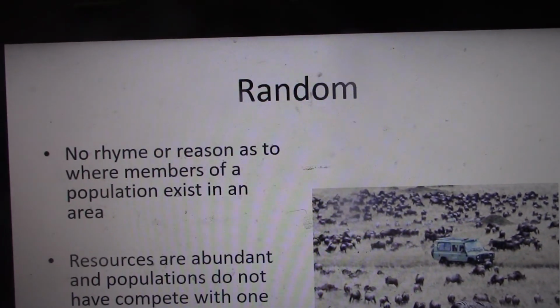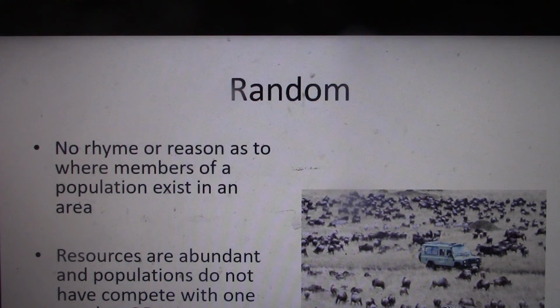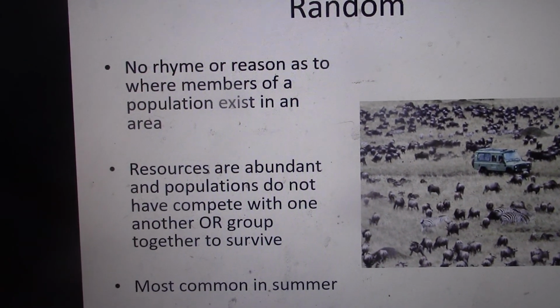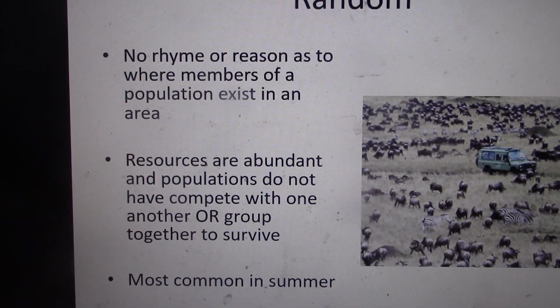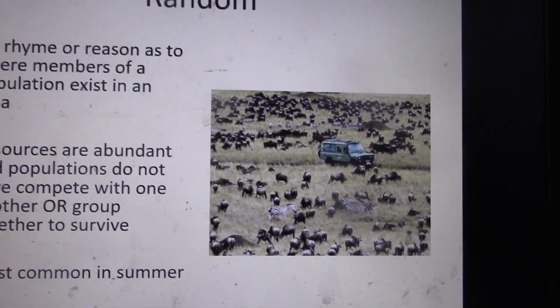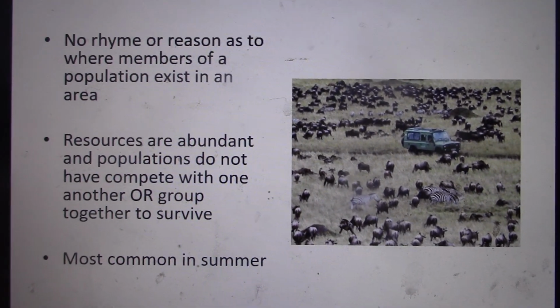Here's the deal with random distribution. There's no rhyme or reason to where members of a population exist. Resources are very abundant, so it doesn't really matter where the organisms are. They can kind of go where they want willy-nilly. So this is a very temporary way that organisms exist.